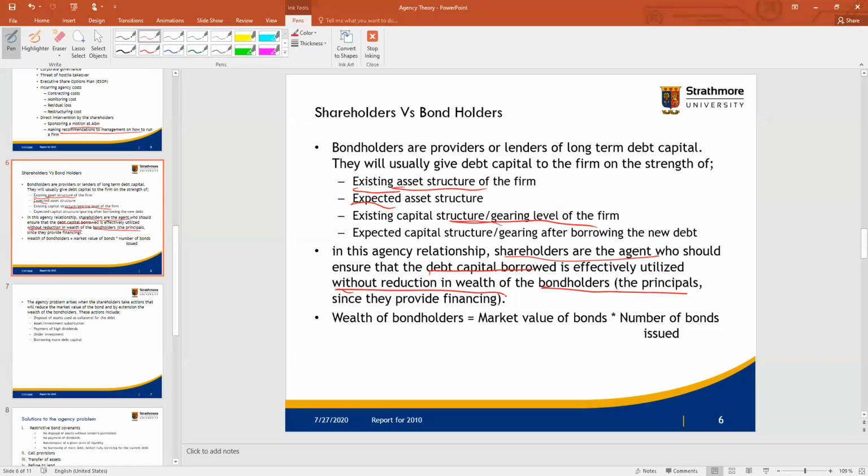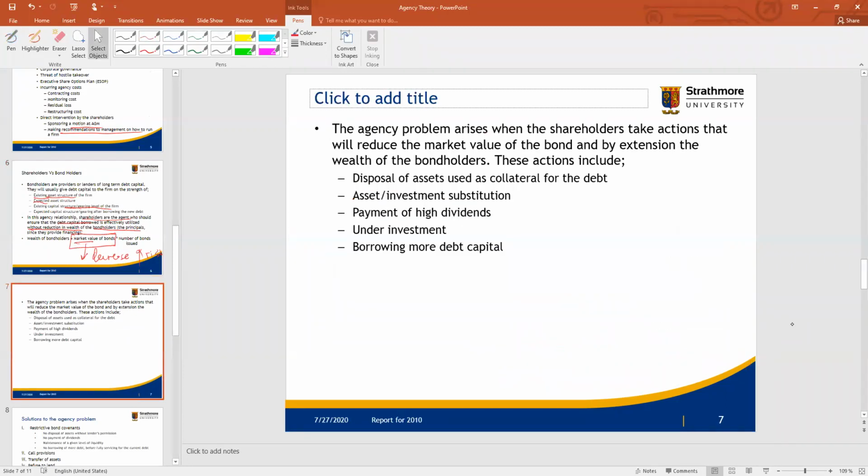Those are some of the things to be concerned about as an investor. Of course, your main concern is the market value of your investment in this company. Any action that decreases the market value will create a conflict between yourself and the shareholders. Now the question is, what might decrease the market value? In short, what might increase your risk exposure? As a debt holder, what actions can shareholders take that increase your risk exposure, and by default decrease the market value of your investment?